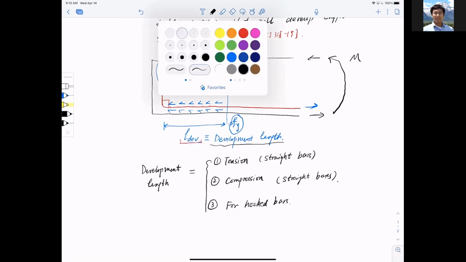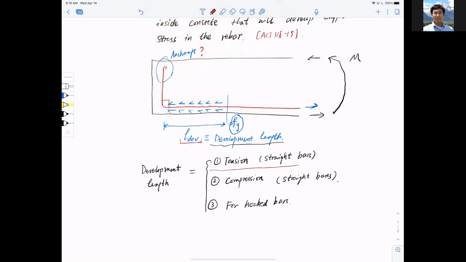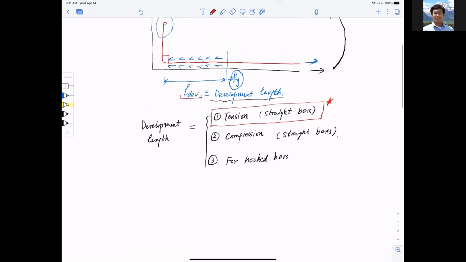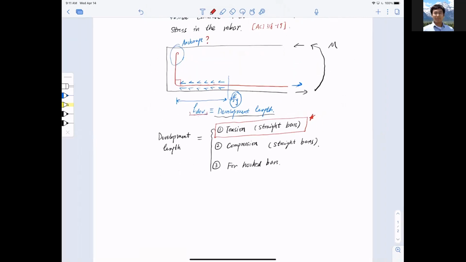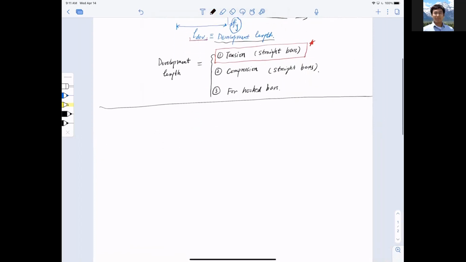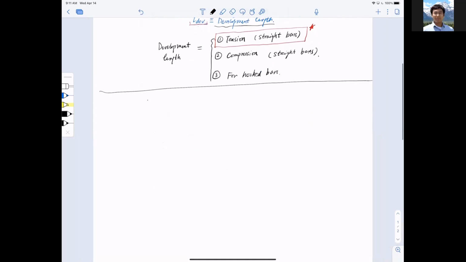So in our lecture, we mainly focus on this: tension bars, straight bars. This is what we're going to talk about. Since we're opening a new topic, I'd like to put some learning objectives here so you know what the focus is, what the main theme of this chapter is.